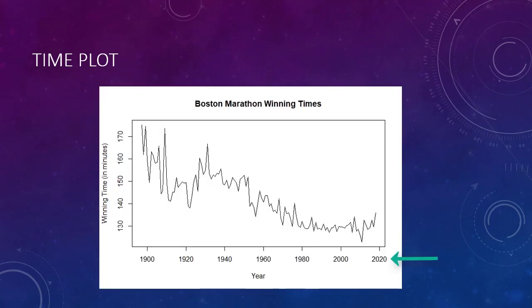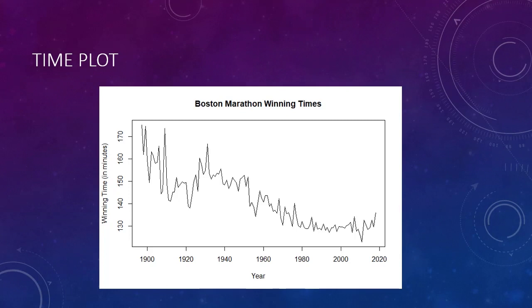Notice that time is on the horizontal or x-axis. The variable of interest is on the vertical or y-axis. In this case, the variable of interest is the winning time in the Boston Marathon, given in minutes. We want to look at these winning times over years because the Boston Marathon occurs just once every year.